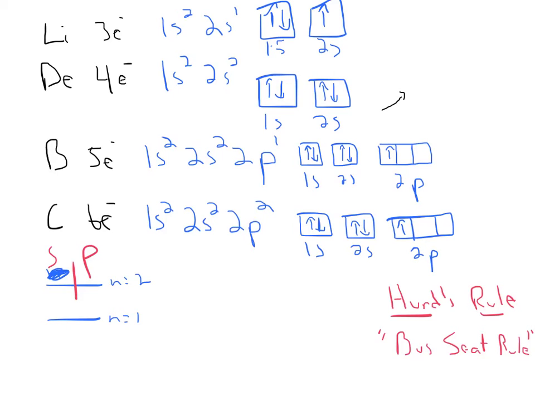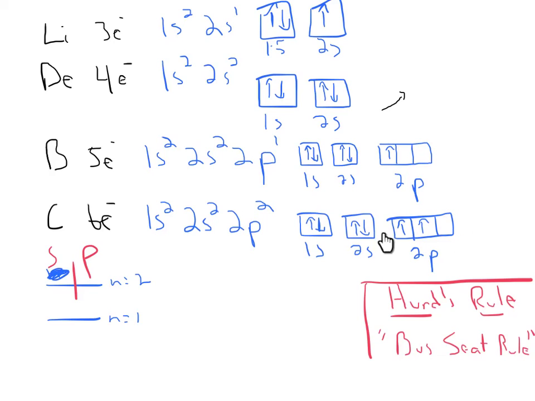Okay, and the reason why I call it the bus seat rule is we have one more electron to put in here. And we could put it right here in this orbital that already has one electron in it. But instead we're going to put it here in the empty orbital. And the reason is because it's less energy, it's easier, in other words, for the electron to go into an empty orbital than to go into one that already has an electron. And it's similar when you get on a bus. If there's an empty seat, most people will sit in the empty seat before they sit with somebody else. And it's the same thing with electrons.